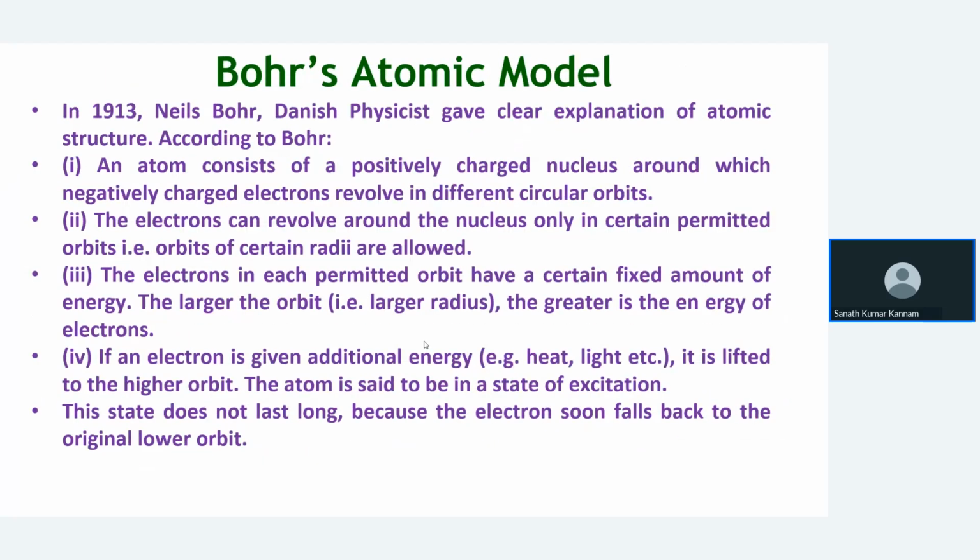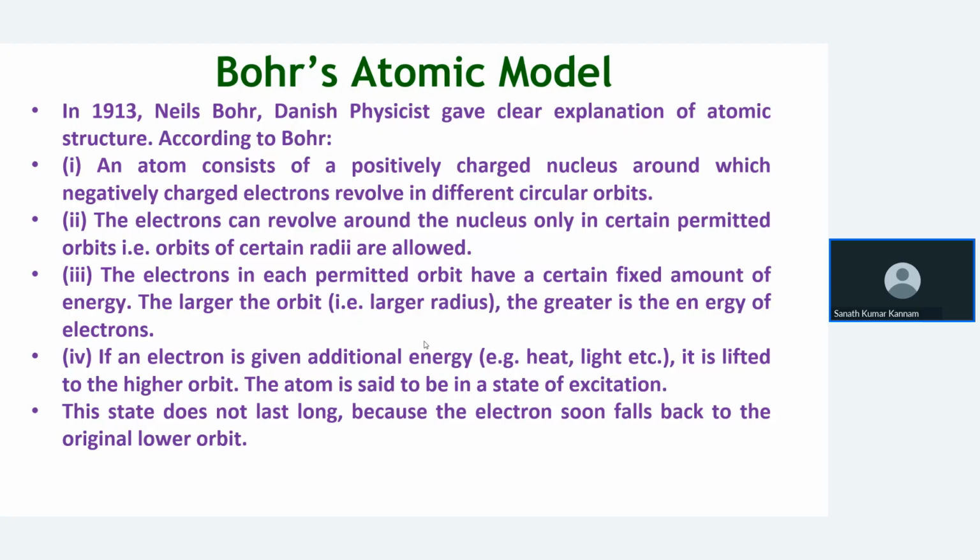Before going to the semiconductor series, we need to know about Bohr's atomic model. Bohr is a Danish physicist who, in 1913, clearly explained the atomic structure like a solar system. Just as the planets move around the sun, the electrons move around the nucleus.